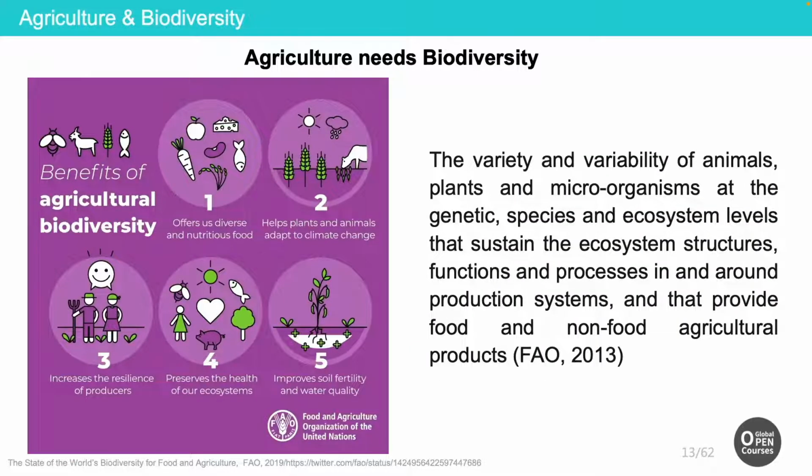Regarding the interlink between agriculture and biodiversity, first of all, I would like to say agriculture needs biodiversity. Just as this figure shows, the benefits of agricultural biodiversity include offering us diverse and nutritious food, helping plants and animals adapt to climate change, increasing the resilience of producers, preserving the health of our ecosystem, and improving soil fertility and water quality. All those are benefits to the food production system.